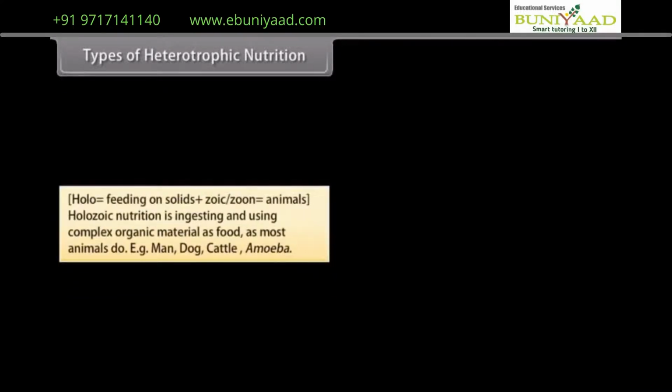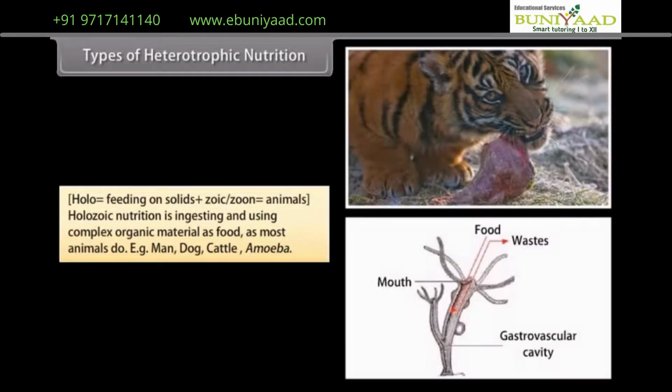Holo, feeding on solids, and zoic, zoon, means animals. Holozoic nutrition is ingesting and using complex organic material as food as most animals do, that is man, dog, cattle, amoeba.